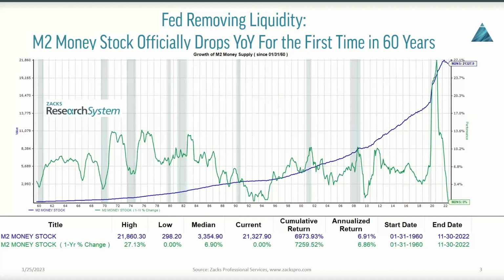And for the first time ever on record, M2 growth has now officially dropped below zero. That's never happened in more than 60 years since we've been tracking M2. So this is a first, something that no economist has ever seen, at least in their lifetimes. And what this is basically showing is that it's a simple mean reversion play.